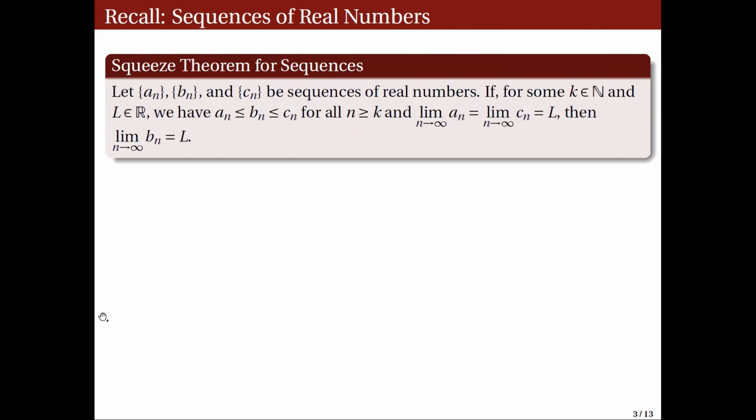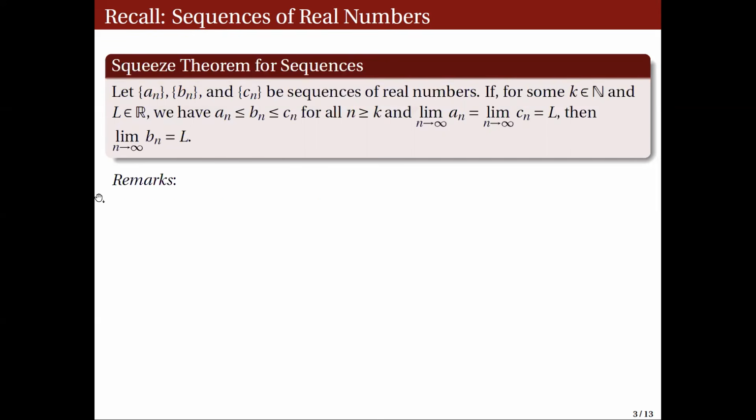Then you also have learned the following squeeze theorem for sequences, which states that if we have three sequences, A sub n, B sub n, and C sub n, such that for some natural number k and real number L, we have the following inequality, which says that B sub n is always between A sub n and C sub n for all natural numbers n greater than or equal to k, and the limits of A sub n and C sub n exist and are both equal to L as n goes to infinity, then the limit of the middle sequence B sub n also approaches L as n goes to infinity.